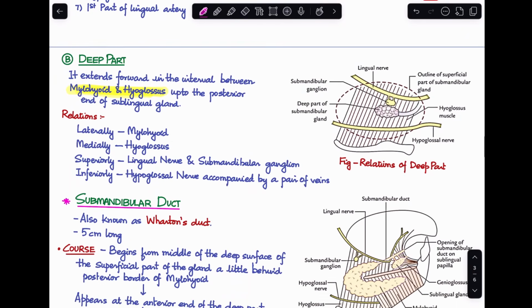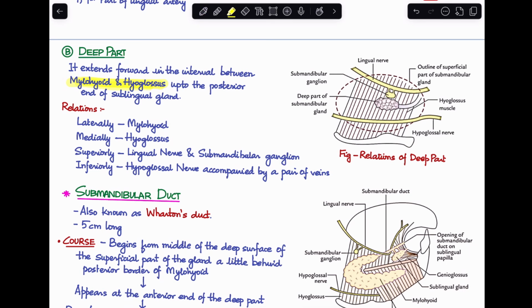Now, let's look at the relations of the deep part. This deep part is related laterally to the mylohyoid muscle, as I just showed, medially to the hyoglossus muscle, again, I showed in the previous one. Superiorly, it is related to the lingual nerve and the submandibular ganglion, which is hanging from the lingual nerve. And inferiorly, it is related to the hypoglossal nerve accompanied by a pair of veins. So that's all about the different parts of submandibular gland.